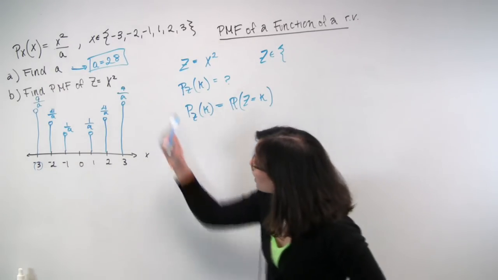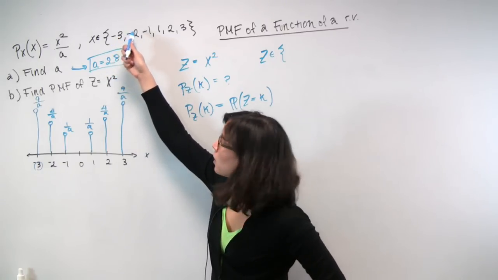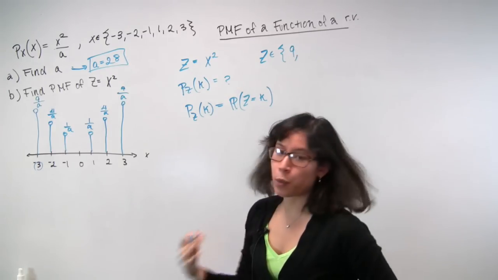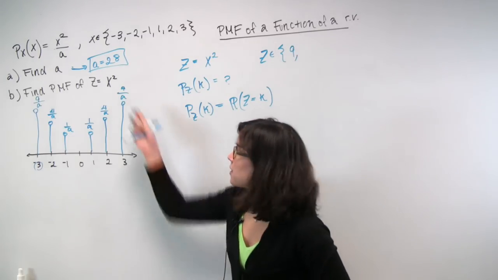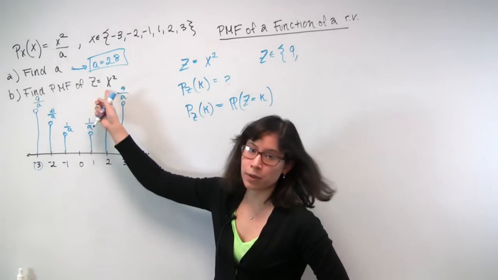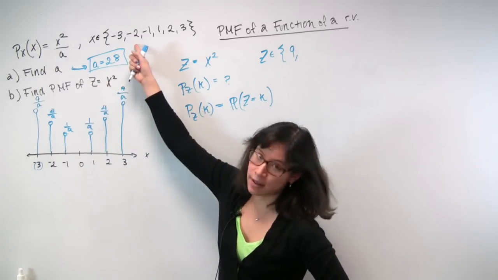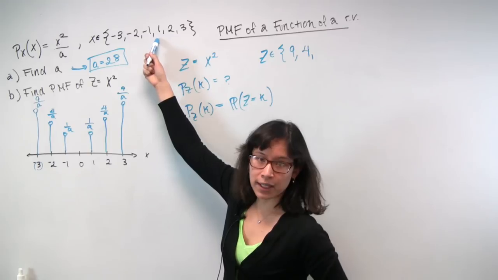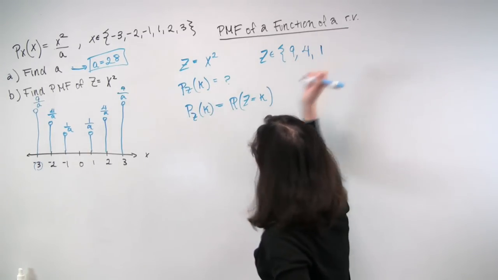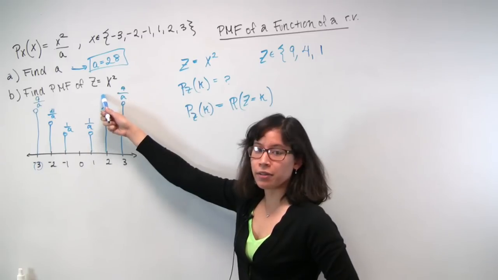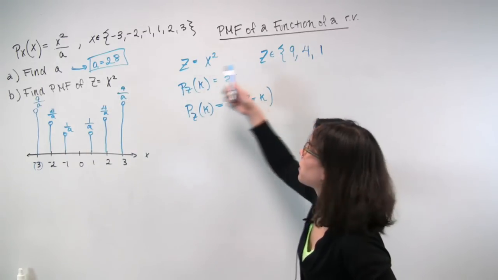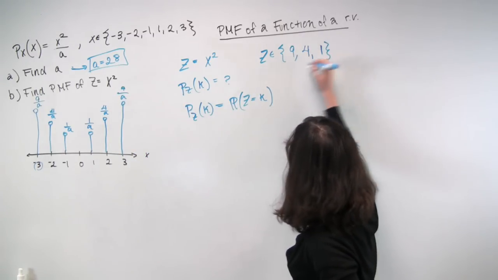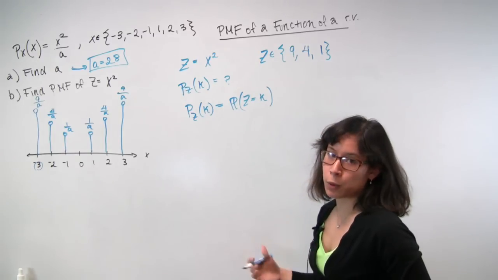Well, when X is equal to minus 3, Z takes on a value of 9, right? Because minus 3 squared is 9. So that's one possible value of Z. Since Z is a function of X, the possible values of X influence what values Z can take on. Now when X takes on a value of minus 2, Z takes on a value of 4. Similarly, when X takes on a value of minus 1, Z takes on a value of 1. Now, when X takes on a value of 1, Z takes on a value of 1, and we already have 1 in our set. Similarly, 2 squared is 4 and 3 squared is 9, but we already have those in our set, so we're done. Z can only take on one of these three values: 9, 4, or 1.